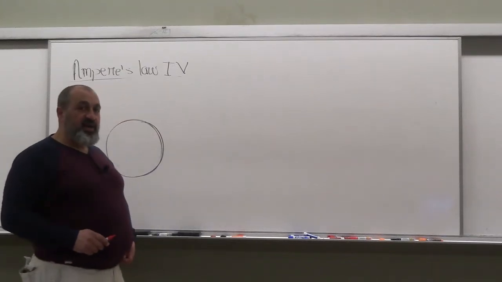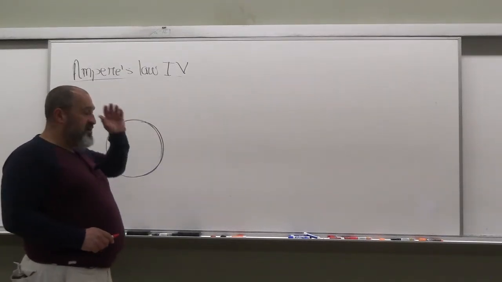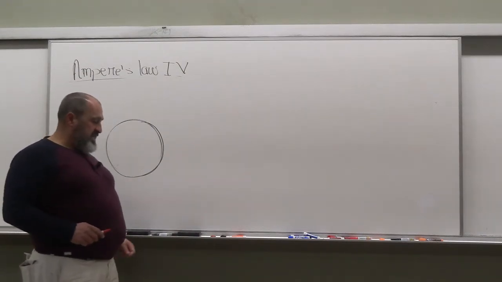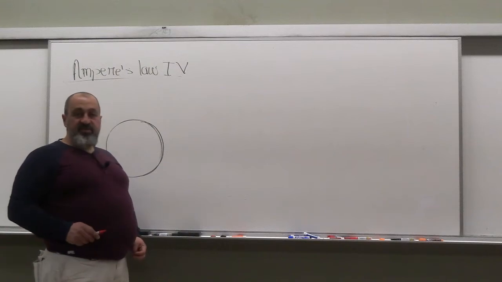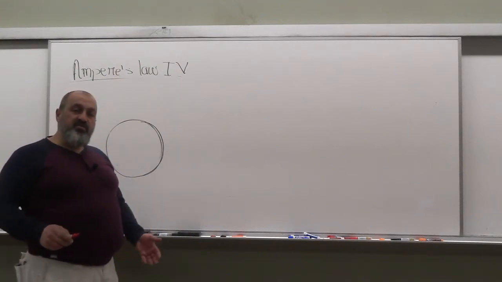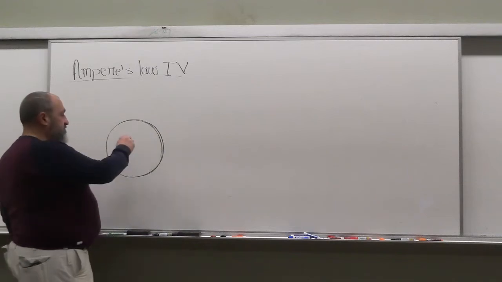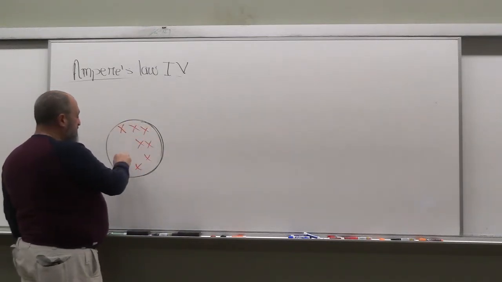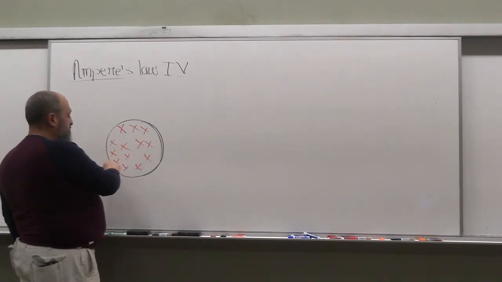All right, folks, so Ampere's law, part 4 or part 3 continued. In the previous video, we did the calculation for the field inside and outside a conductor with uniform current distribution. In this case, we're going to do the field inside and outside a conductor with non-uniform current distribution.